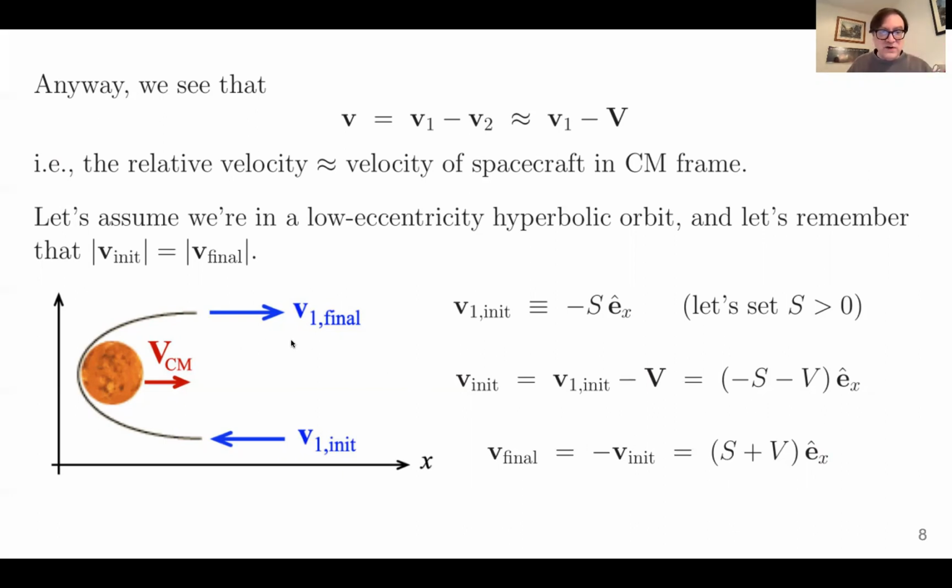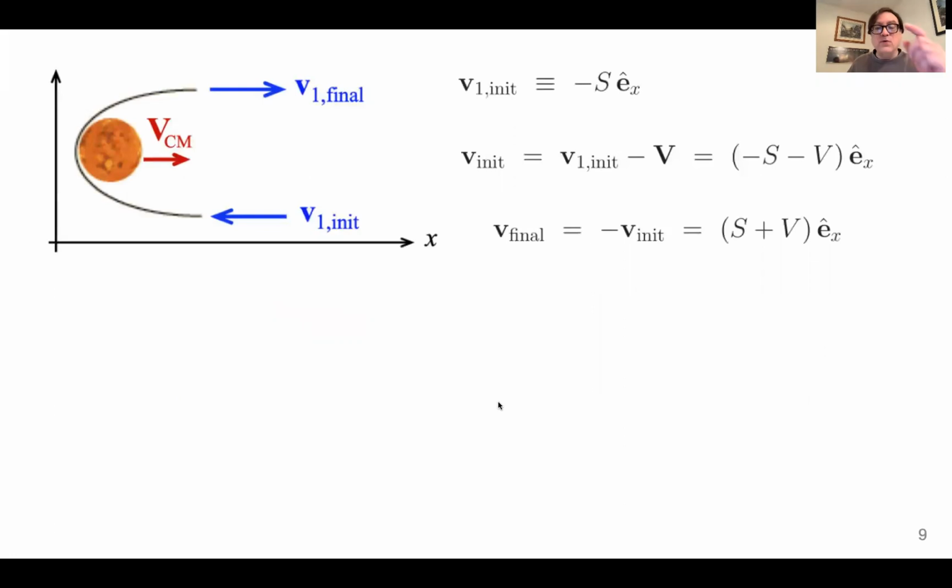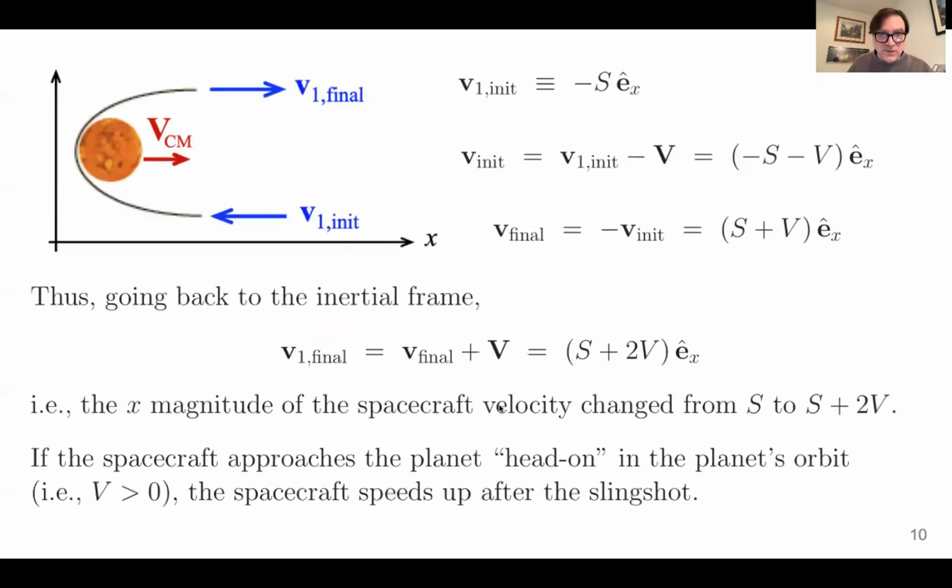It's pointing to the right over here. And right, so we have that. And now we can go from the relative coordinates back to the inertial frame coordinates, just using that same transformation that we had on the previous slide, but solved now for v1 in terms of the v. And it's now s plus 2v in the positive direction.